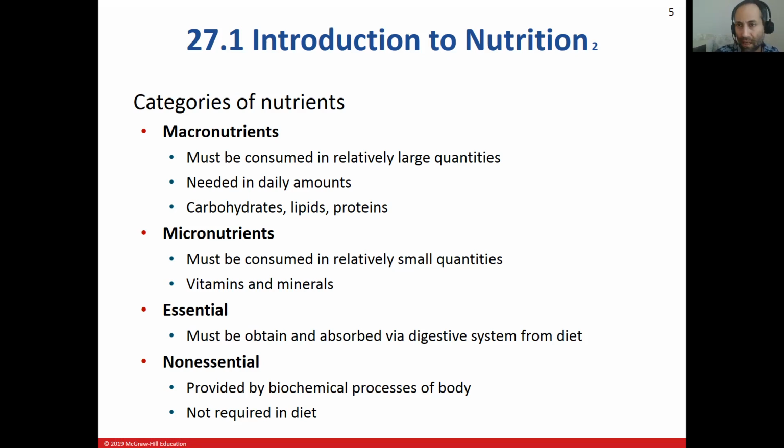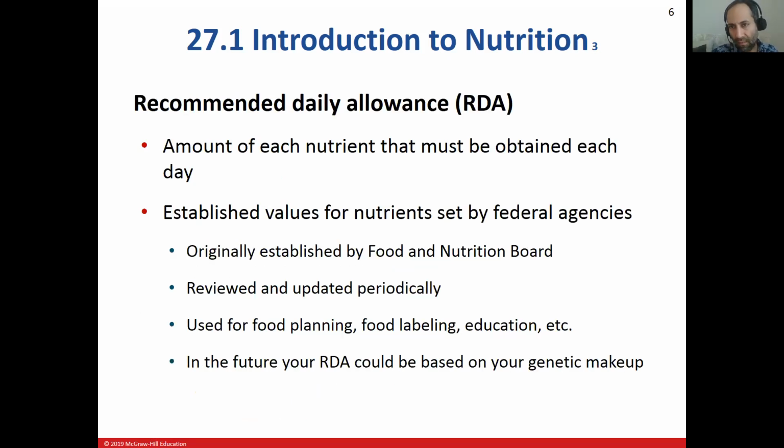For example, vitamin B and K are non-essential because your gut's own microbiota, the bacteria in your gut, can synthesize them, right? Vitamin A, on the other hand, is essential because you need to eat stuff like carrots and other carotenoids in order to get that. So then RDA, that stands for recommended dietary allowance. How much of each nutrient must be obtained each day? So Food and Nutrition Board was the original regulatory body that set up those RDAs for us, right?